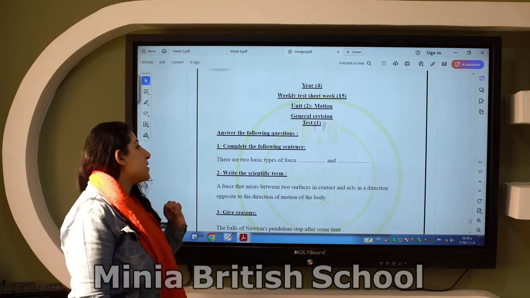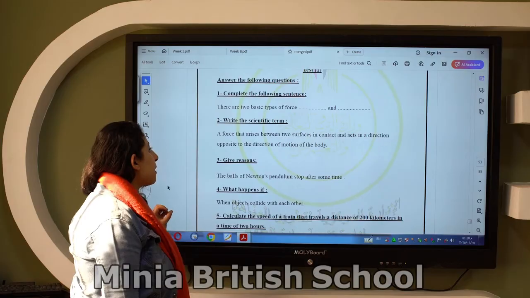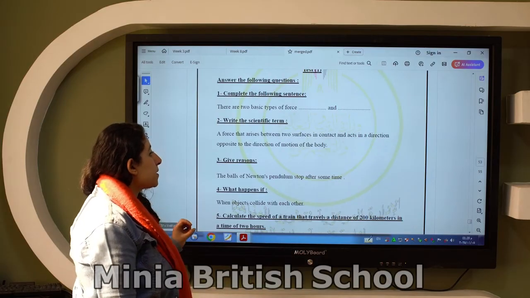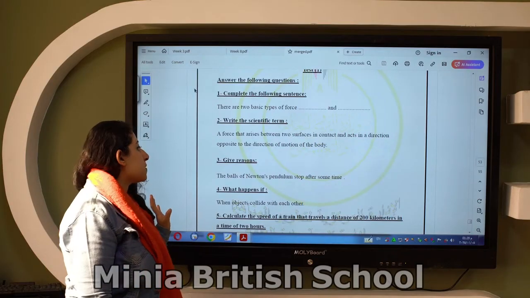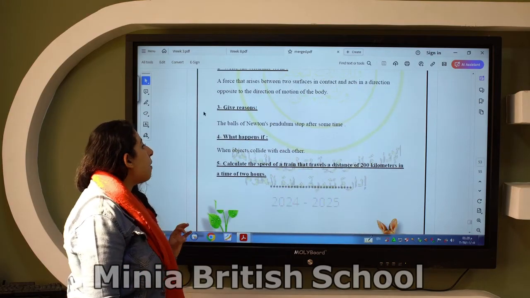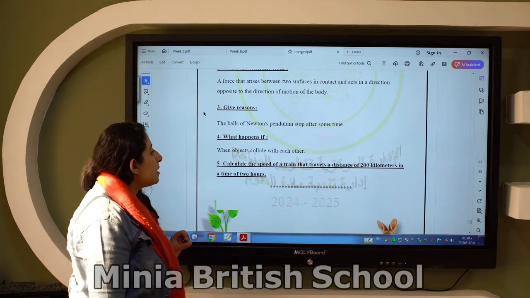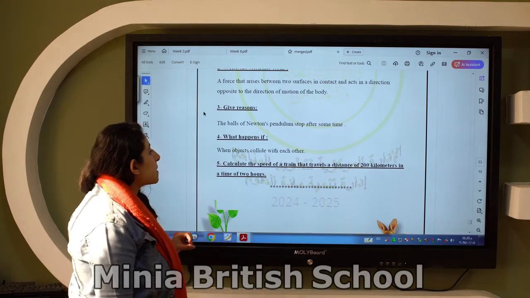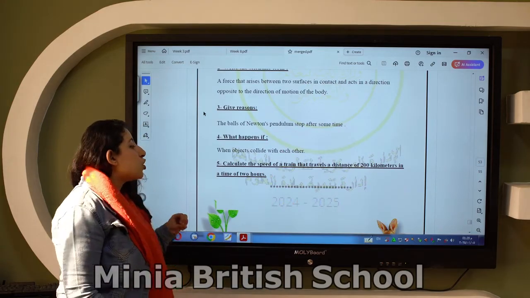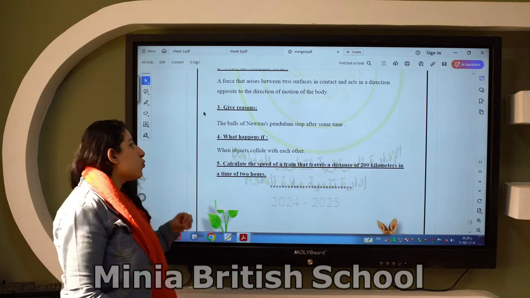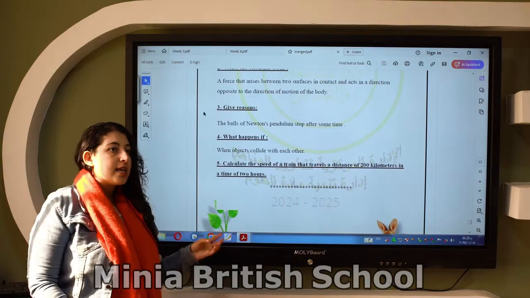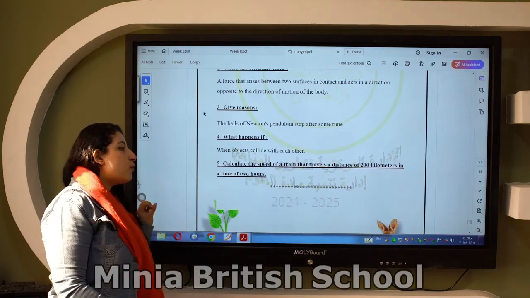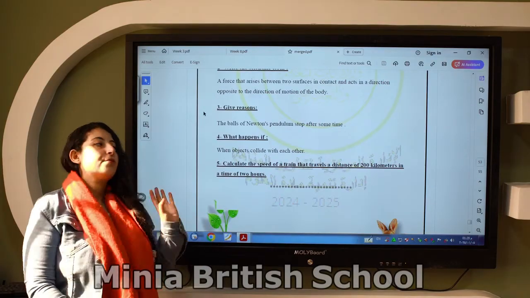Test 1, week 15. Write the scientific term. A force that arises between two surfaces in contact. Friction force. Give reason. The balls of Newton's pendulum stop after some time. Why? Due to friction force between the balls, that decreases the speed of the moving balls until they stop.